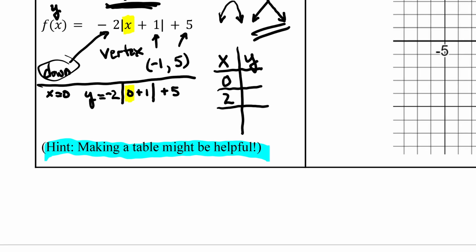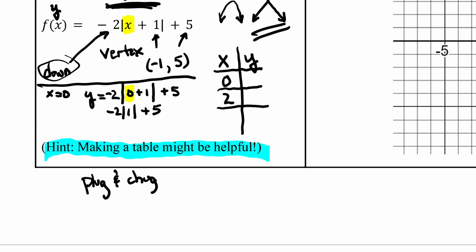That's the plug part. Now, plug and chug. So the plug part, I put it in. Chug is I evaluate it to see what I get. So just like in regular order of operations, we do what's inside the grouping symbols first, and absolute value brackets or absolute value symbols are grouping symbols. So 0 plus 1 is 1. And then I have the minus 2 out front, and then plus 5.